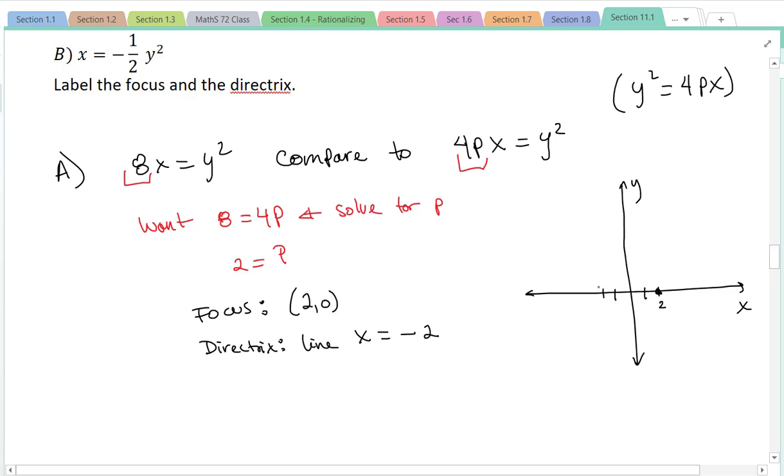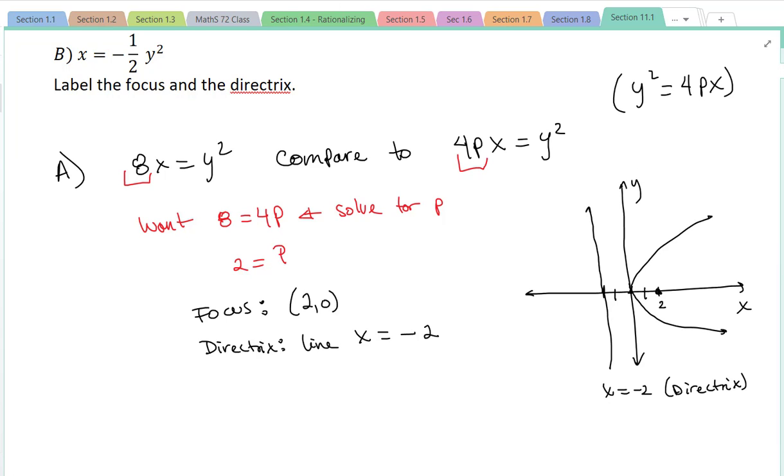So from here, I'm going to draw my directrix vertical line. This is x equals negative 2, the directrix. And then we draw a parabola with the vertex at 0, 0. And I think I should have drawn it a little bit wider because remember my points, this distance and this distance should be the same. And so that's the graph of that parabola. So let's try part B.